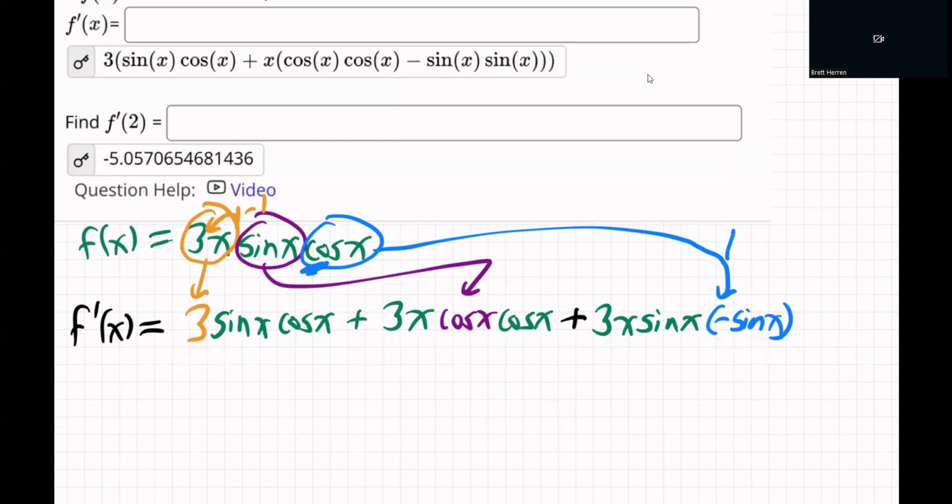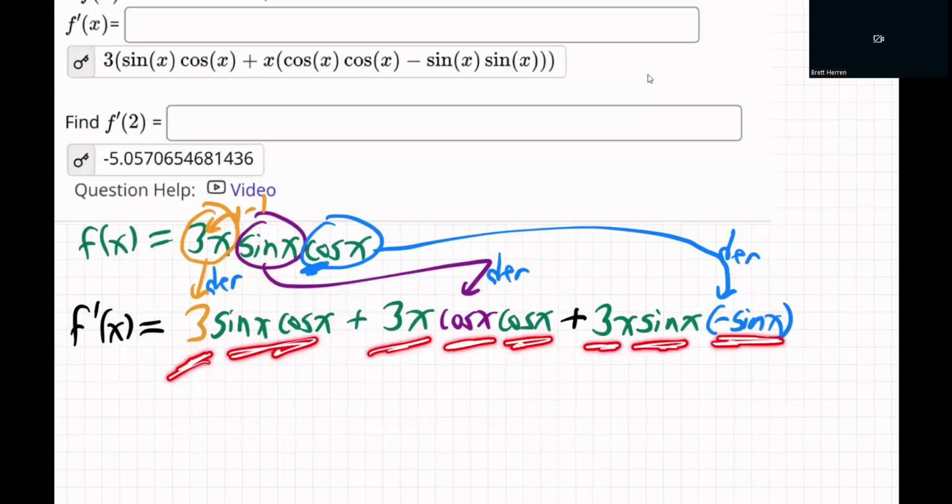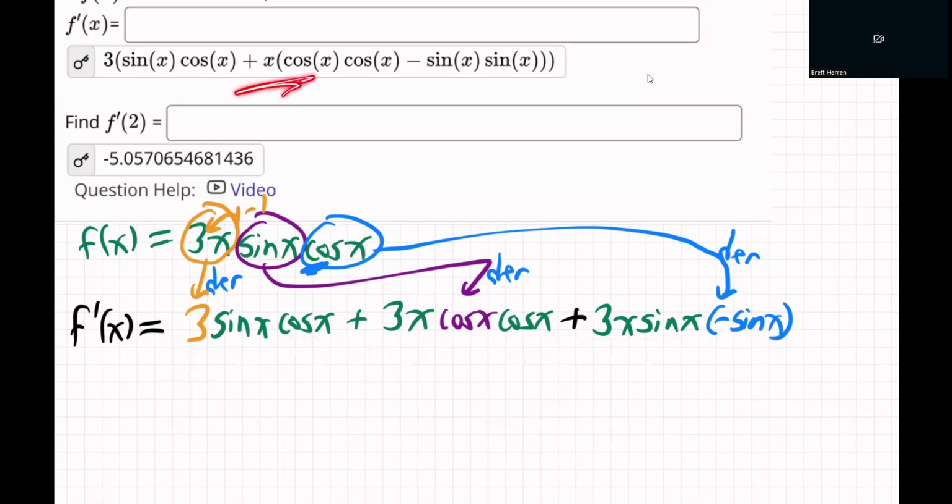Those are all derivatives. They just take turns. The first one goes first, the other two stay as they are. Then the second one goes, the front and the back stay as they are. Then the third one goes, the front and the middle stay as they are. And that's it. I mean, they factored in this answer, but you don't need to do that.